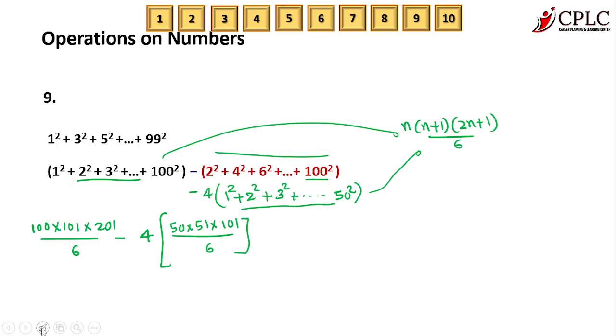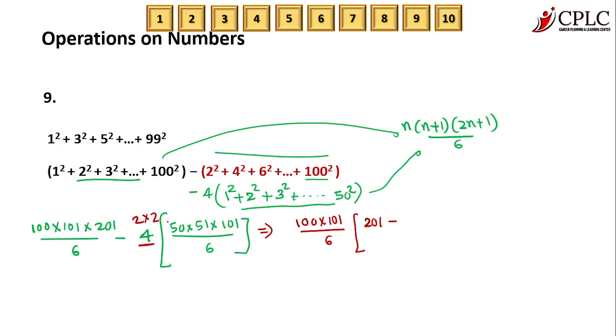How do we solve this? Here we can take 100 and 101 as common, upon 6. If I have taken 100 and 101 common, in the first bracket only 201 is left. And since I have taken 101 and 100 as common, here it is 4.